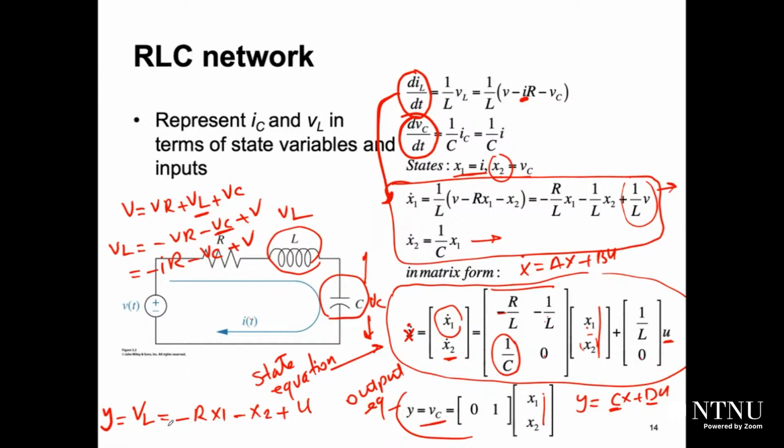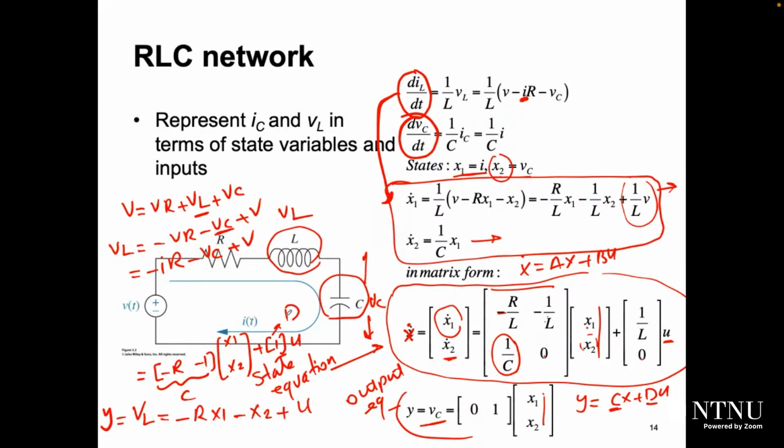I will write it in matrix form. I cannot write here, so I will do it here. It will be a vector C consisting of the minus R coefficient and minus 1, multiplied by x1 and x2, plus 1 multiplied by U, in fact. So when we do this change, this one will be C and this one will be D. So now we have a different output equation.